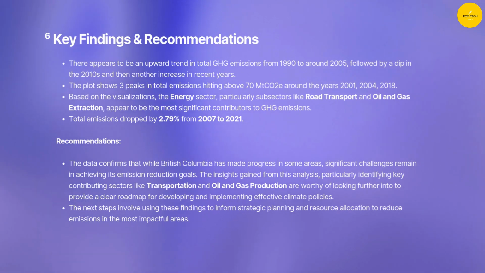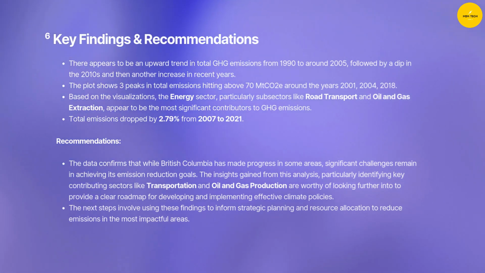So based on the visualizations, the energy sector, particularly sectors like road transport and oil and gas extraction, appear to be the most significant contributors to GHG emissions. And then total emissions drop by 2.79% from 2007 to 2021, but still not meeting our target of under the level of 2007.